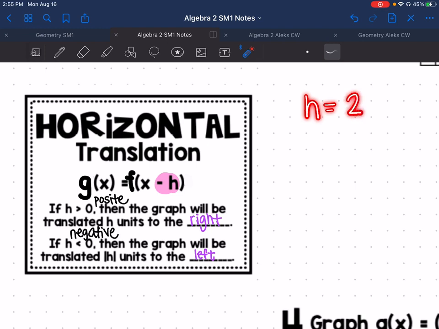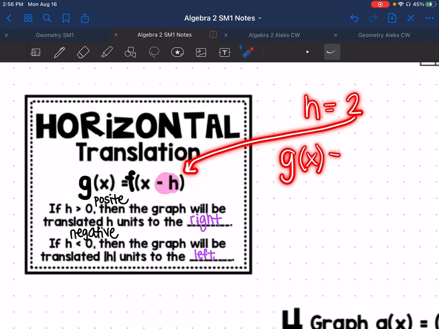Let's go ahead and plug that into this function. So my transformation g of x would look like f of x minus 2. Take a look at how it looks. It's positive, but it looks like it's negative. The graph is being very sneaky and kind of a little fake. It's wanting you to move to the right, but it's trying to trick you into moving to the left.